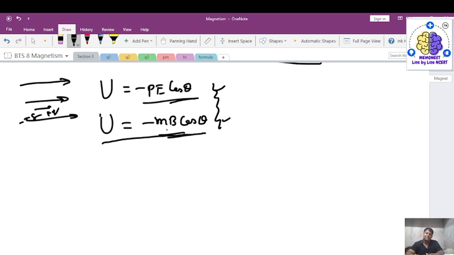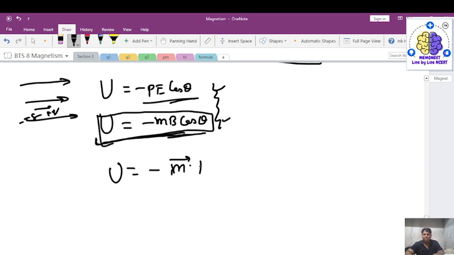The sense of understanding is the same, because both are vector fields and both are to be treated similarly, right? So if the potential energy in electrostatics was U equals minus PE cos theta, here in magnetism it will be equal to minus MB cos theta, right? Minus MB cos theta, or you can say that U equals minus M vector dot B vector, right?